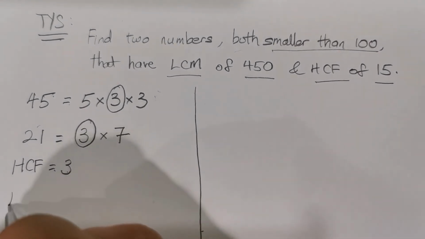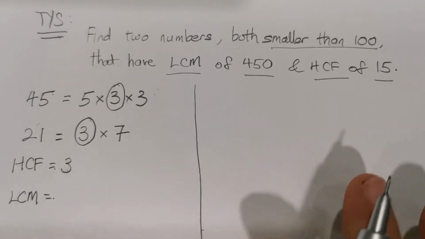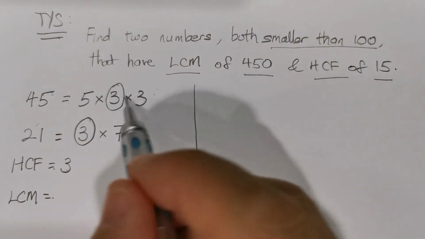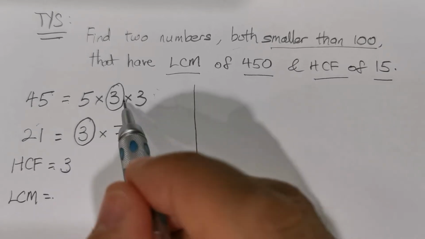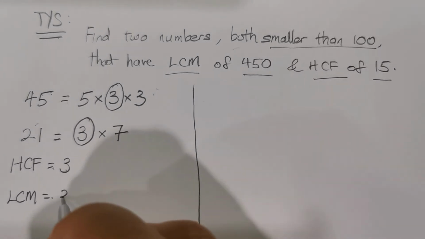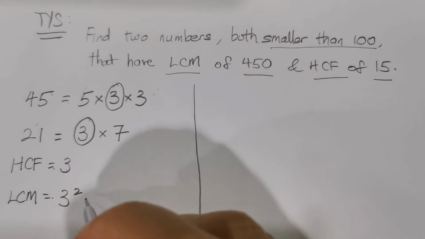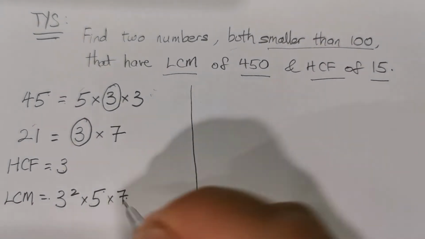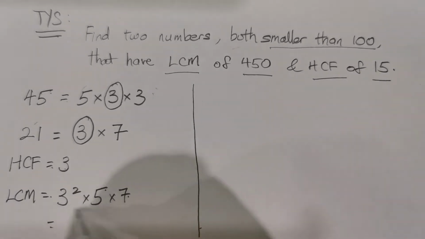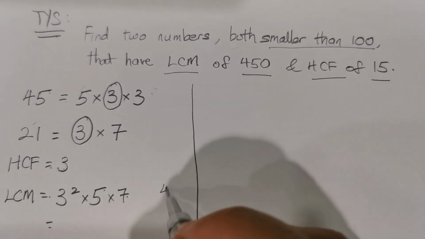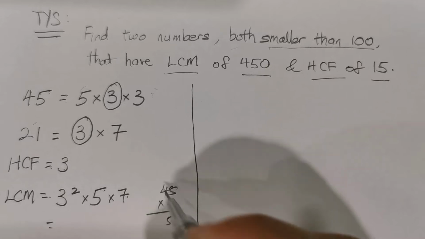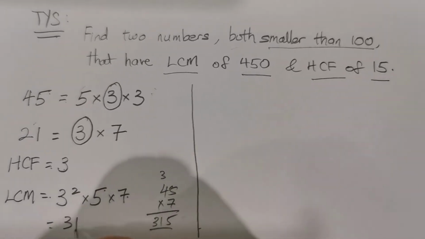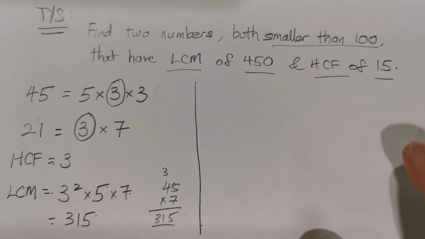Now what about the LCM? For the LCM, we will simply take the maximum. For the 3, there's one 3 here, but here there's 2, 3 square. So the LCM will have 3 square. There's a 5 here, so we include 5. There's a 7, so it becomes 7. So the LCM will be 45 times 7, which should give you 315. So that's the LCM.